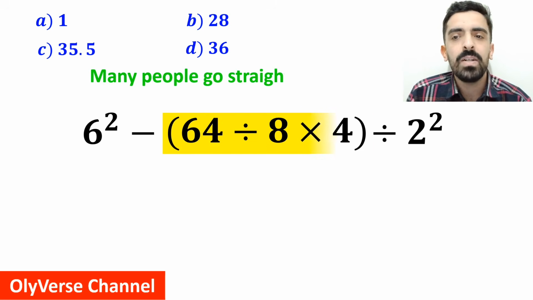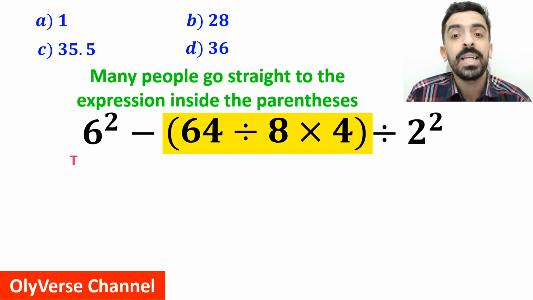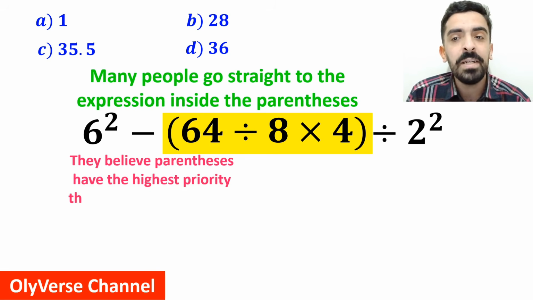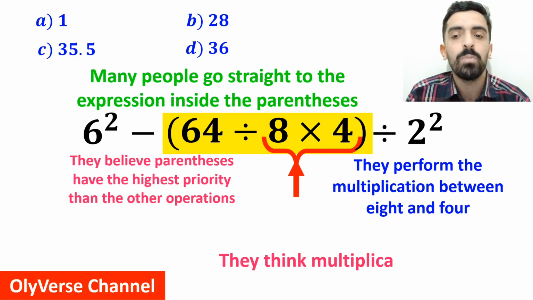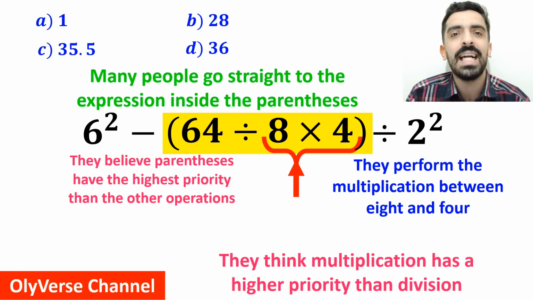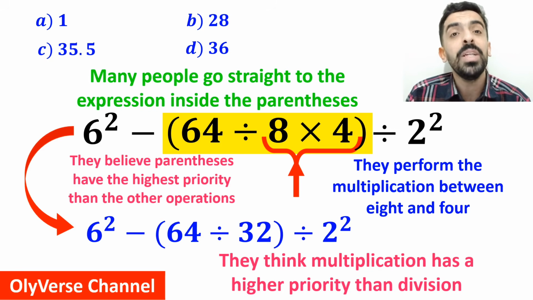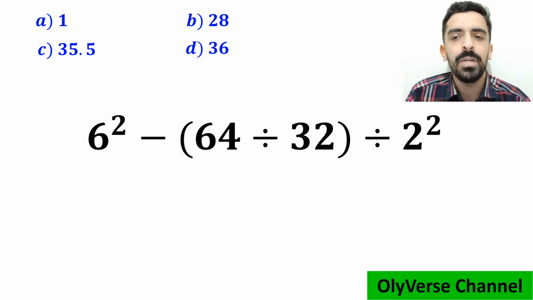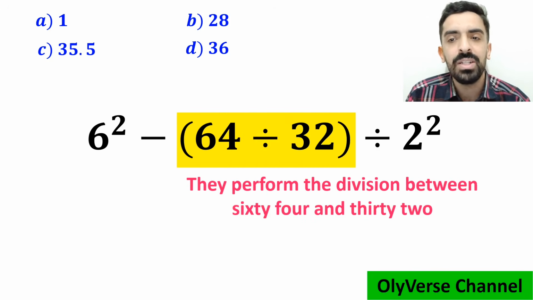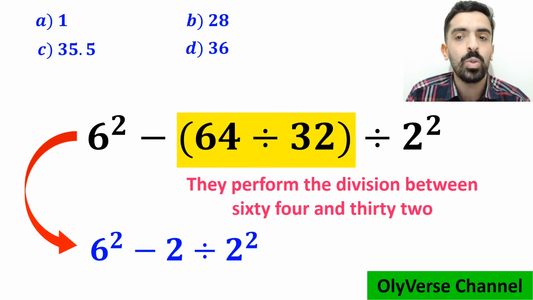At the beginning, many people go straight to the expression inside the parentheses because they believe parentheses have a higher priority than the other operations. And they immediately perform the multiplication between 8 and 4 because they think multiplication has a higher priority than division. So, they simplify this expression and write it as 6 squared minus 64 divided by 32 inside the parentheses, then divided by 2 squared. And the next step, they move on to the division between 64 and 32 and replace this expression with 6 squared minus 2 divided by 2 squared.